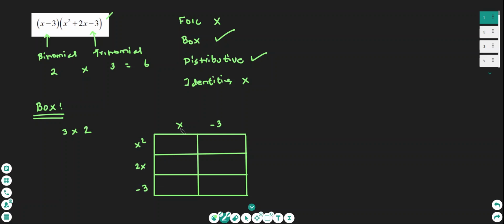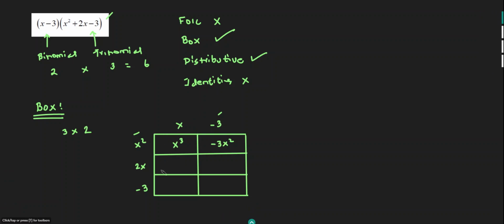So we have x squared multiplied with x, which is x cubed, and then x squared multiplied with negative 3, which is negative 3x squared. So we keep on filling the entries, doing the products. So 2x with x is 2x squared, and then 2x with negative 3, which is negative 6x. Then finally we have negative 3 multiplied with x, which is negative 3x. And then finally negative 3 times negative 3, which is negative 9.